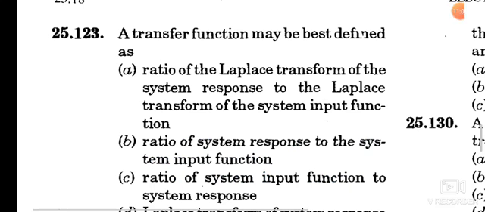Question number 123. A transfer function may be best defined as, option A, the ratio of the Laplace transform of the system response to the Laplace transform of the system input function. So the system response to the system input function for the Laplace transforms. So option A is the correct answer.